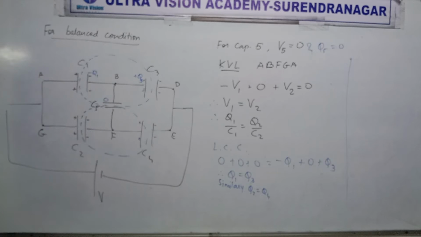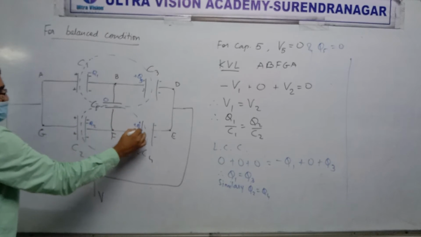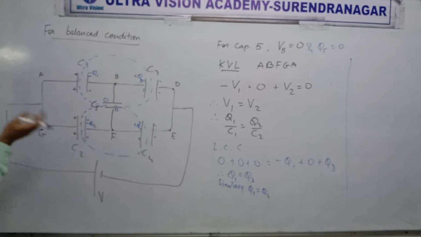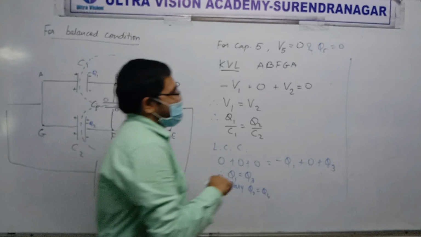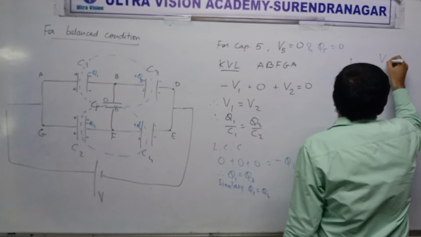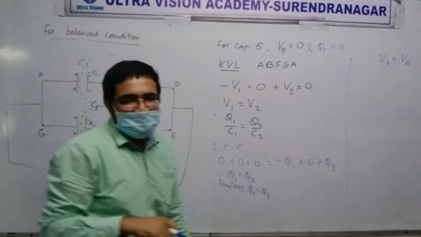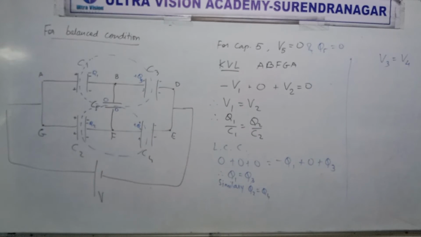Make sense? Same idea here. What will come here? Minus Q2. What will come here? Plus Q4. Here it will be 0. Thank you. Yes. Okay. Then over here, just like we took one loop here, we will get V3 equal to V2. Make sense? Get there, V3 equal to V2.